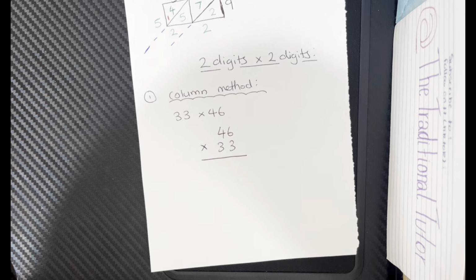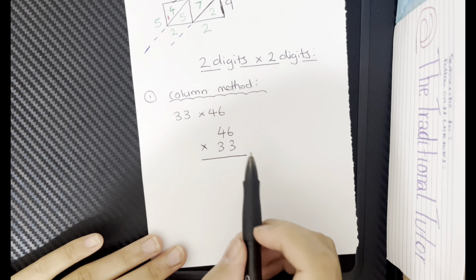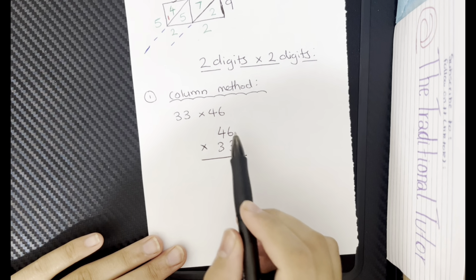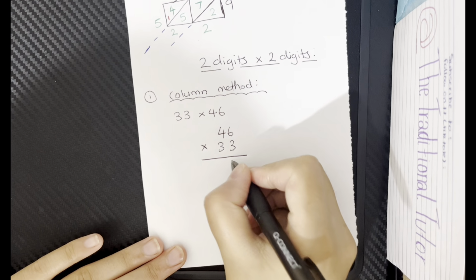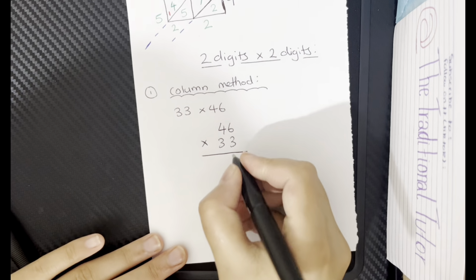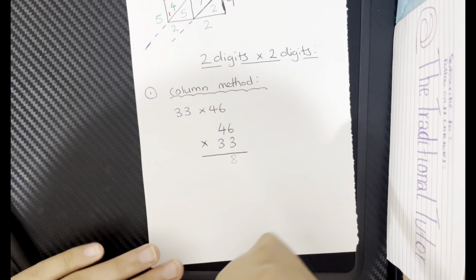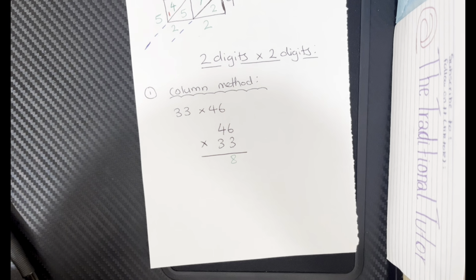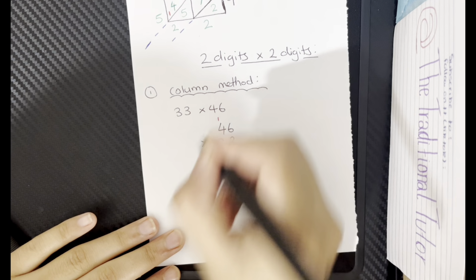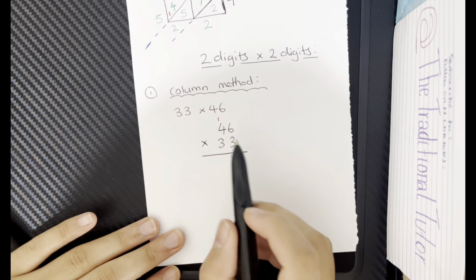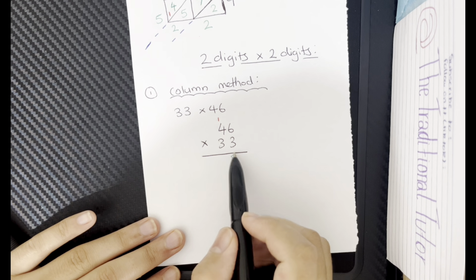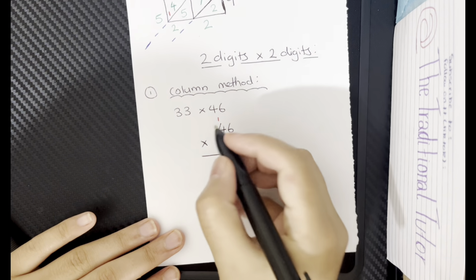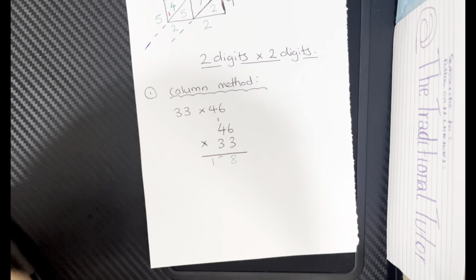To start off with, we're going to do it in the same way as we did before. So 3, the units, being multiplied by the units. 3 times 6 gives me 18. So I'm going to place my 8 at the bottom, but remember to carry my 1 over there. Then I've got 3 this time being multiplied by 4. That is going to be 12. And then I've got to remember to add the 1, which is 13.